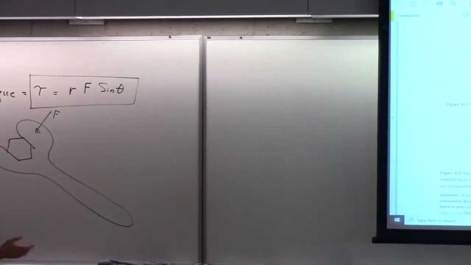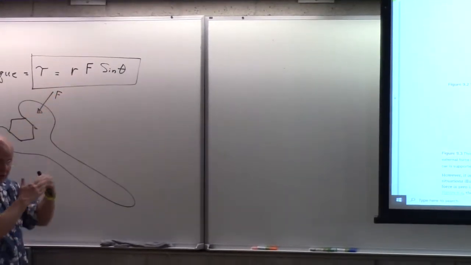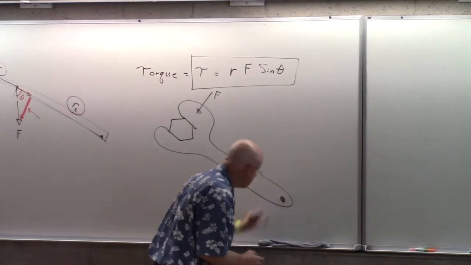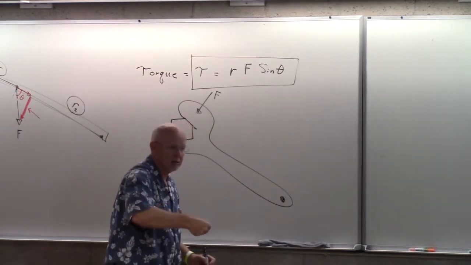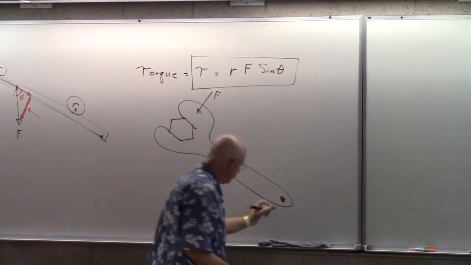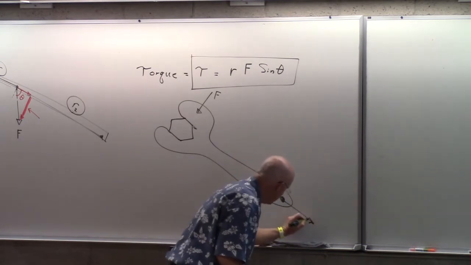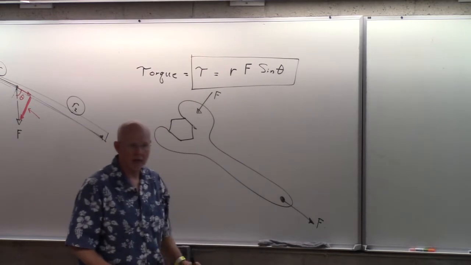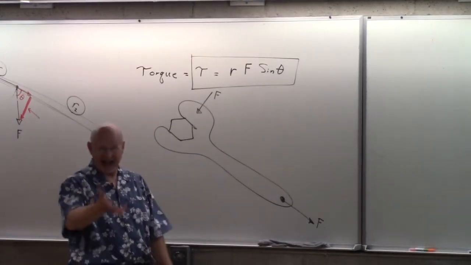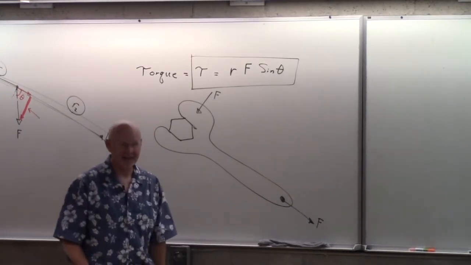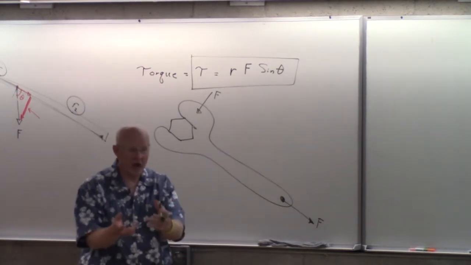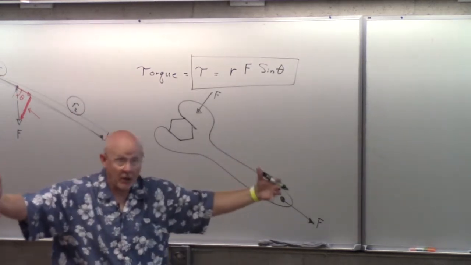Okay. At the end, because part of torque is the bigger the distance. So I'm going to grab the wrench near the end, give a little room for my hand, and then put a force on the wrench that way. Is that going to turn the bolt? No. Why not? You said I have to give it a force. You said I have to be far away from the bolt.